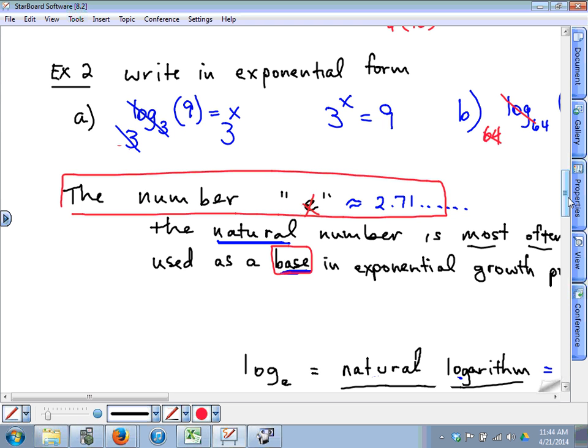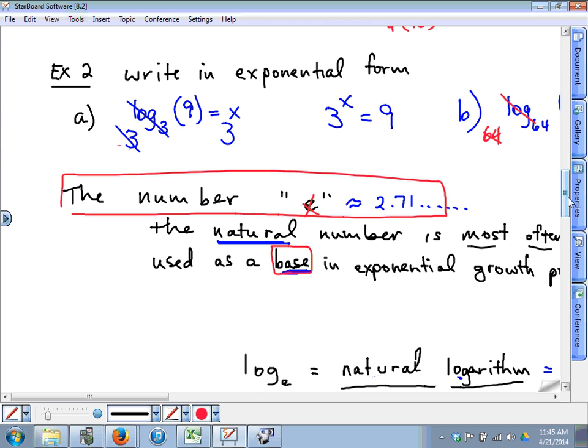It's called the natural logarithm, and you use this a lot. This is one of the most often used of all logarithms, log base E. You can do that on your calculator. Your calculator can only do a couple of logarithms. This is one of them. Log base E. Now, write this down. Log base E equals the natural logarithm. It's called natural logarithm because E is the natural number.